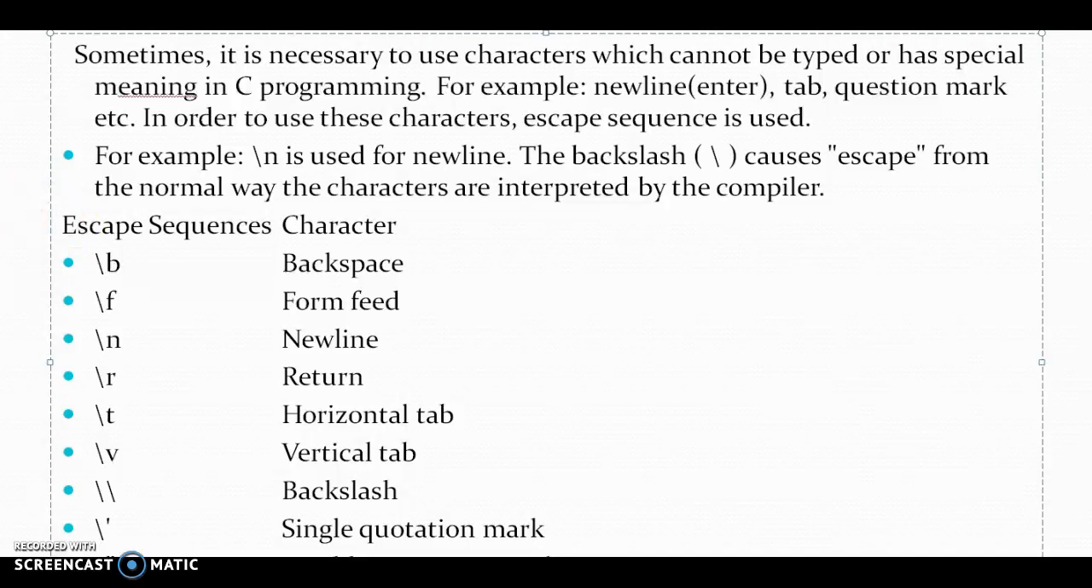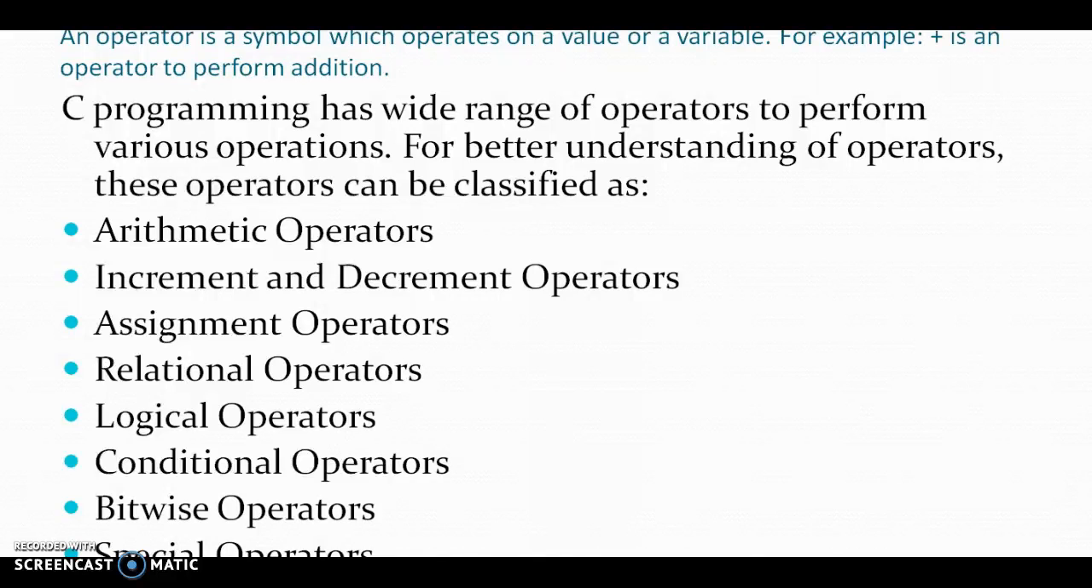Okay, so when you move to the next slide, operators. An operator is a symbol which operates on a value or a variable. For example, plus is an operator to perform addition. C programming has a wide range of operators to perform various operations. For better understanding, these operators can be classified as arithmetic operator, increment and decrement operator, assignment operator, relational operator, logical operator, conditional operator, bitwise operator, and special operators.